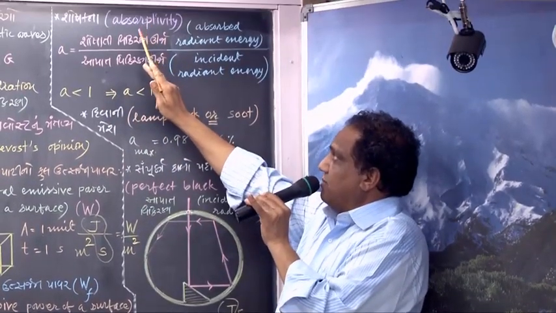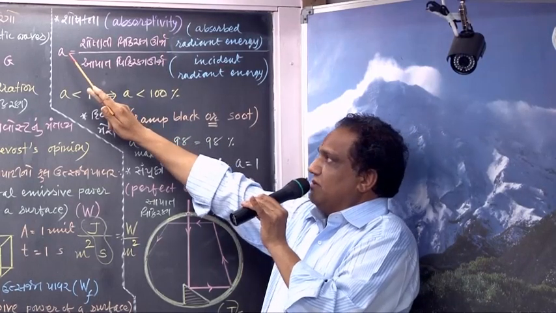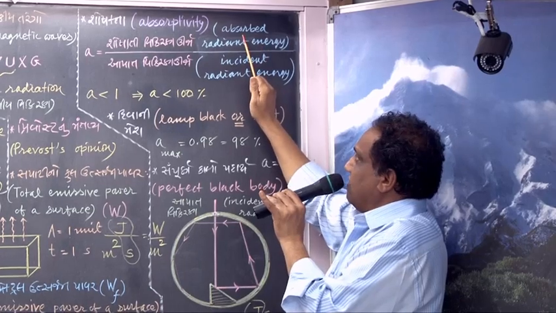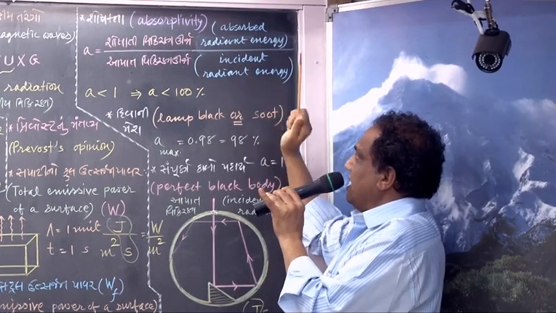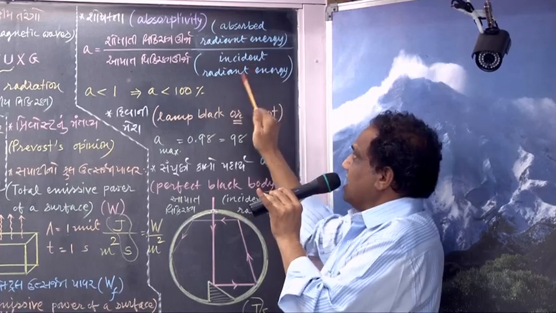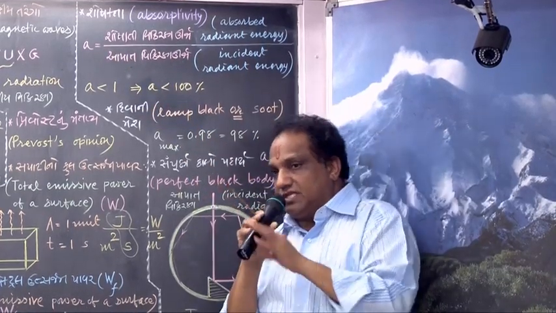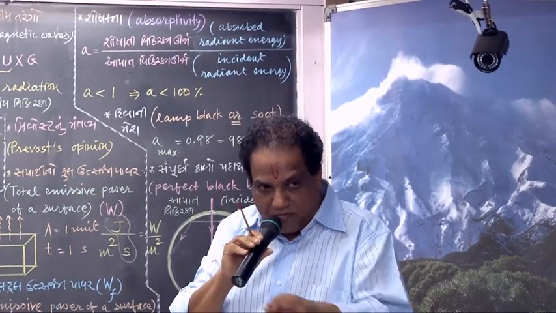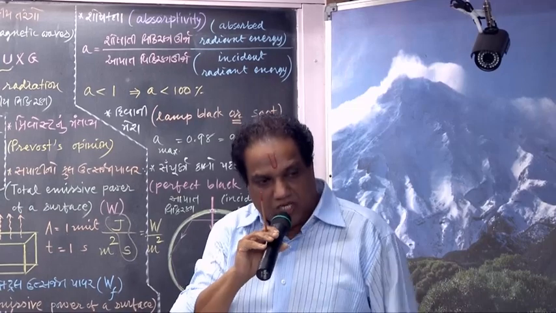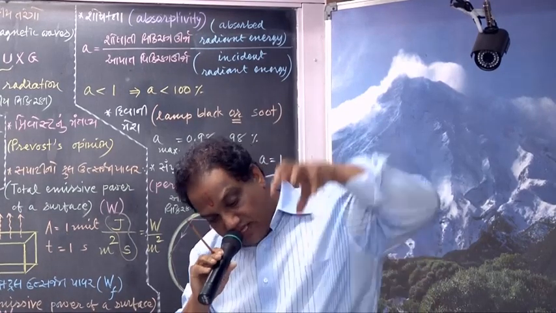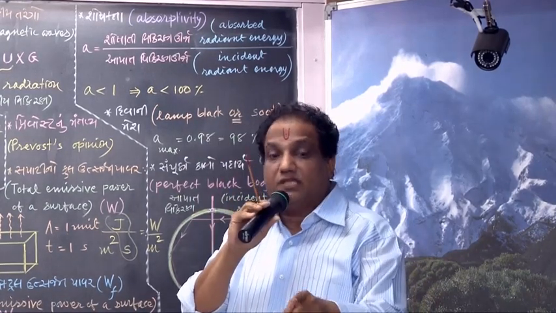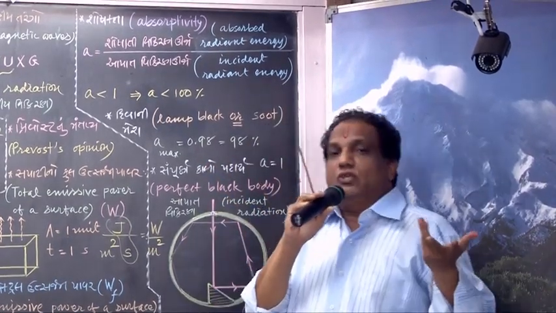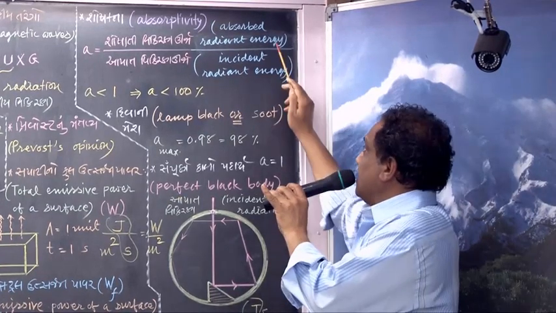What do you mean by absorptivity? Absorptivity is shown by the symbol small a. It is the ratio of the radiant energy absorbed by a given surface to the radiant energy made incident on it. Such a ratio is known as absorptivity. What about the unit of absorptivity? Unitless, because it is energy upon energy.